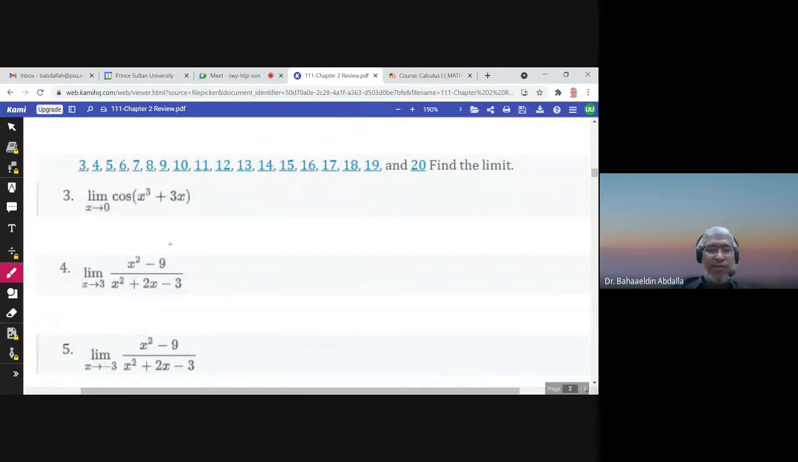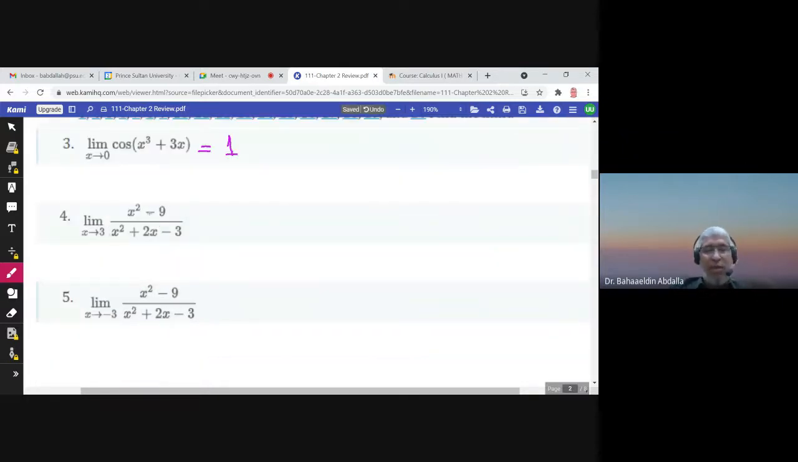Find the limit. Let us replace x by 0. 0 plus 0 is 0. Cosine 0 is 1. So the limit is 1. Let us replace x by 3. 9 minus 9 is 0. 9 plus 6 minus 3 is 12. So the limit is 0 over 12 when we replace x by 3. So the answer is 0. The limit is 0 because 0 over 12 is 0.